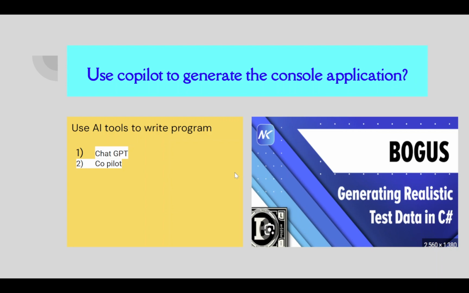Why use Copilot again to generate the console application? Why can't I use ChatGPT? Why can't I ask ChatGPT to generate thousands of records? Let's see. There are some limitations with AI, and I'm using all the free versions. I don't have any subscription. So let's see the options.